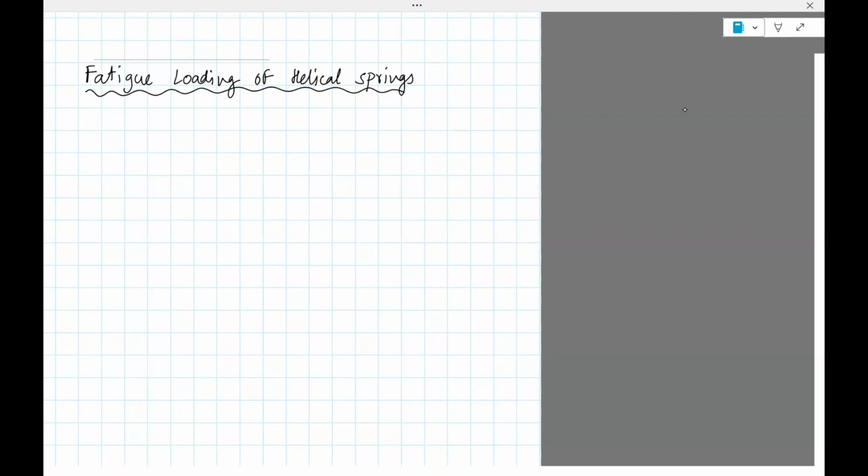So before we get into the design, let us talk a little bit about how we make the springs ready for fatigue loading. There's something called shot peening. This is basically a process to increase the strength, so increase the fatigue strength. And I'll tell you what is done.